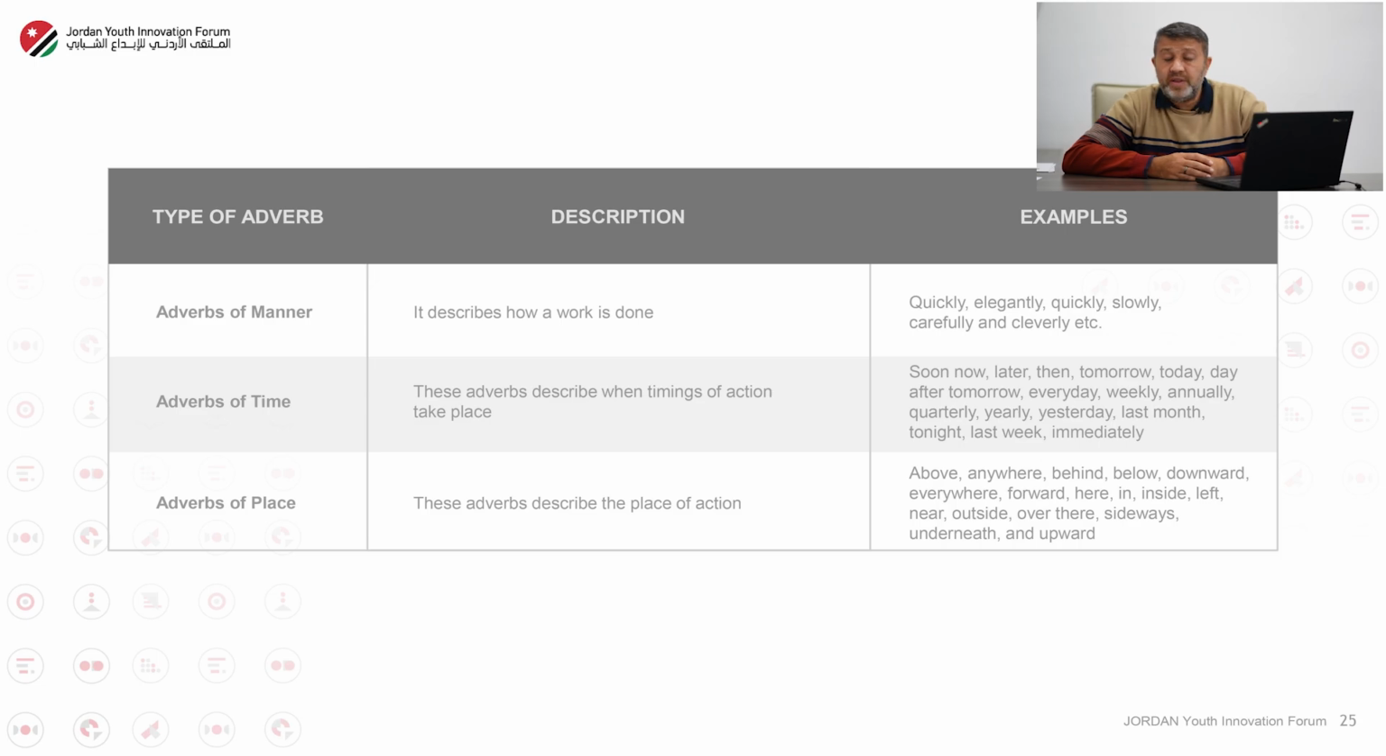Now another type of adverb is the adverb of place, and also from its name, adverb of place. It tells about a place. It defines the place. Above, anywhere, behind, below, downward, forward, here, there, inside something, outside something, underneath, over, down, etc. So all these words tell us where something is, okay, or where this action took place.